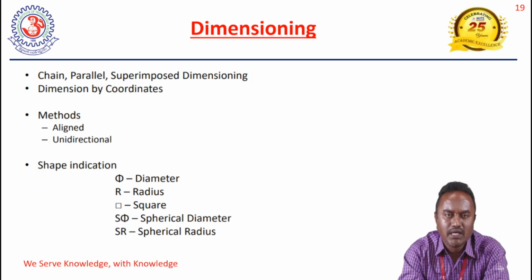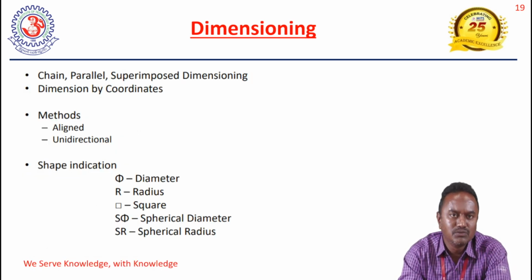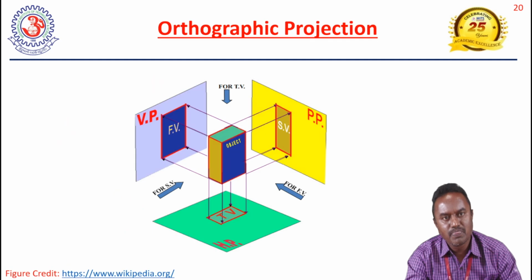Then we come to the types of dimensioning. We have chain and parallel dimensioning. These are the two main types. In addition to that, there are different methods, such as aligned and unidirectional. Then for indication of shapes, how we indicate diameter, radius, square, spherical diameter and spherical radius, we use some standard symbols.